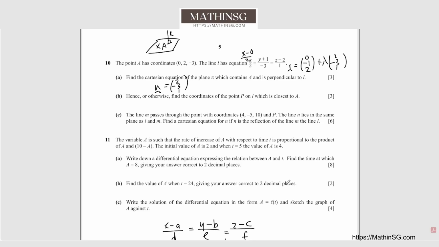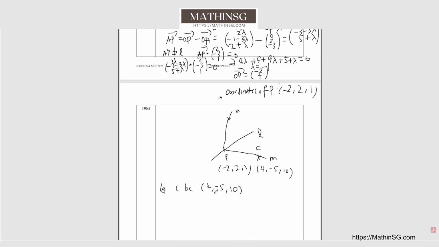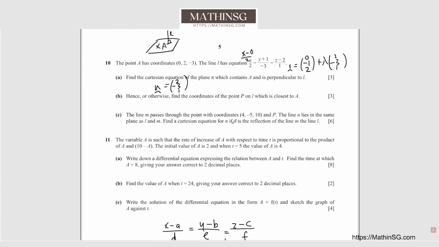It's going to be very difficult, so define it. So I'm going to call this C be 4, minus 5, 10. Okay, so what I need to do here is find what is C prime, which is the reflection of C about line L. So in order to do this, I need to first find what is F, right? So find what is F first.